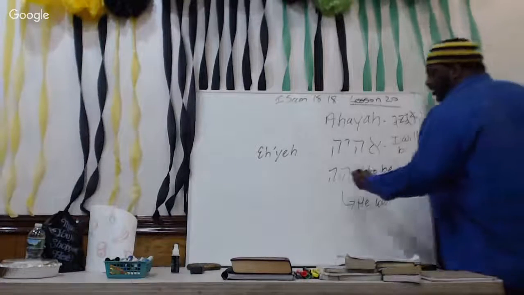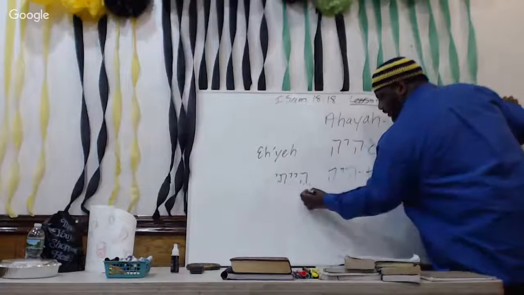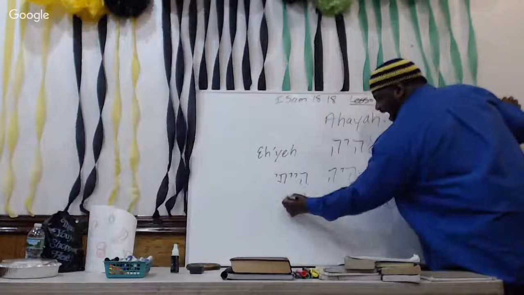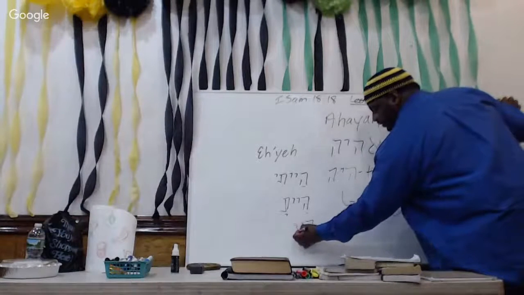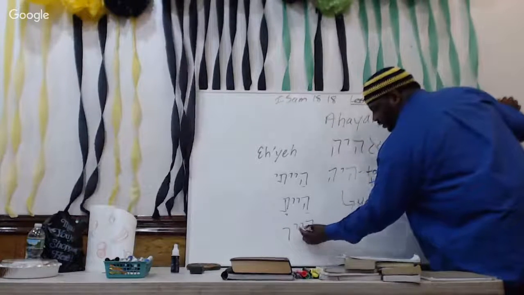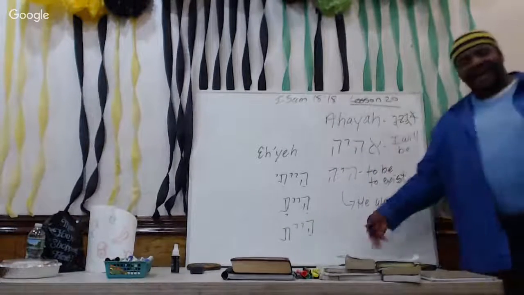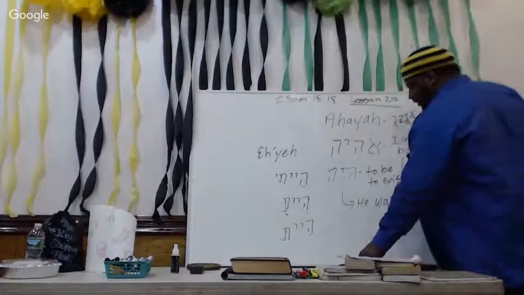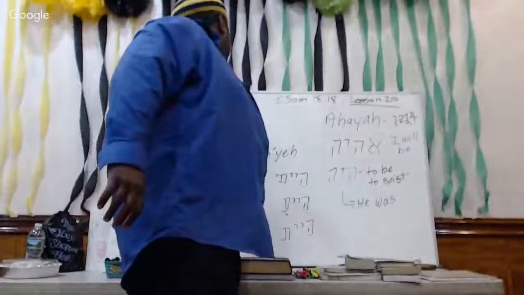Okay, so when you conjugate it, it will become Hayiti, I was. Hayita, you were, masculine singular. Hayit, you were, feminine singular. And then Haya, he was, Hayita, she was. So if you remember, brothers and sisters, I'm going to have to stretch on this one because I want the material to remain. You have, as stated, this here.